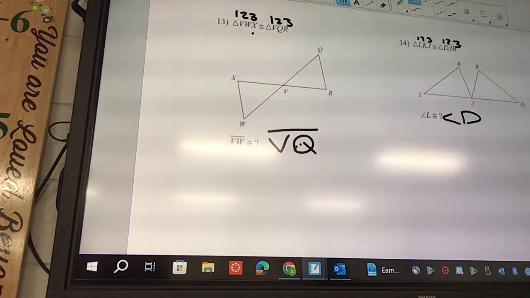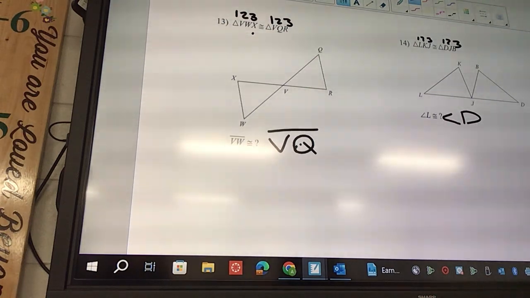Does it have to be in the same order? Like if you put QB? It does.